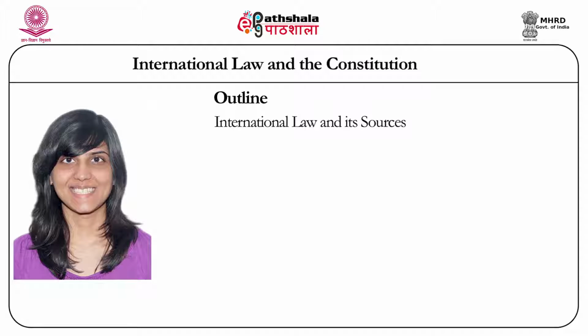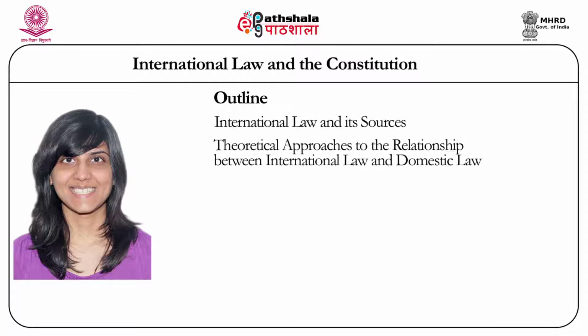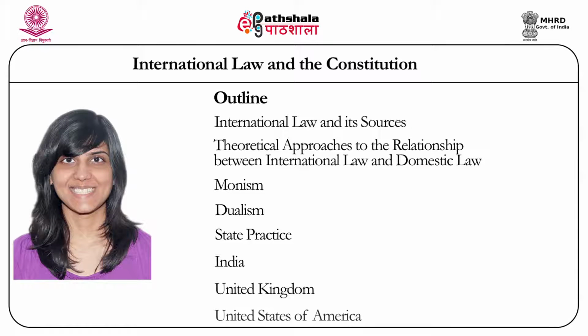Then I will go on to discuss the two main theoretical approaches to the relationship between international law and domestic law, monism and dualism. I will also give some historical background to the two approaches. In the final part of the lecture, I will discuss state practice on the relationship between international law and domestic law. I will focus in particular on the practices of India, the United Kingdom, and the United States of America. At the end of the lecture, I will also provide a brief summary of the main principles discussed.